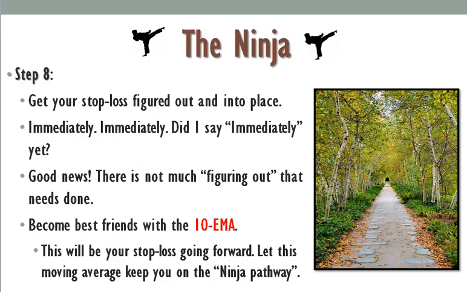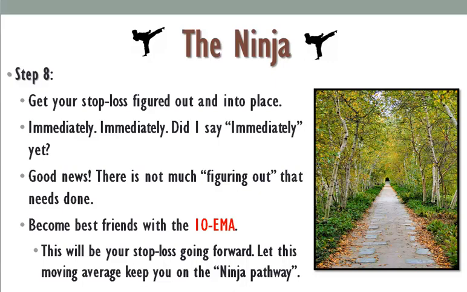So immediately after you get your shares, step number 8 is you need to get your stop loss figured out and into place. Immediately is the name of the game. But there is good news. The good news is there's not much figuring out to do. It's very straightforward. The only figuring out that may need to get figured out is if you want to experiment a little bit. I'm going to use the 10 EMA, and that's who my best friend is, and that's who you should probably start out with as your best friend. But if you want to tinker around a little bit, that's fine.